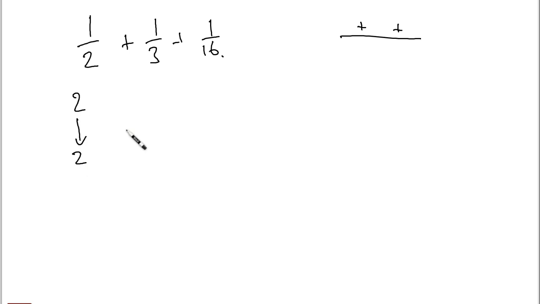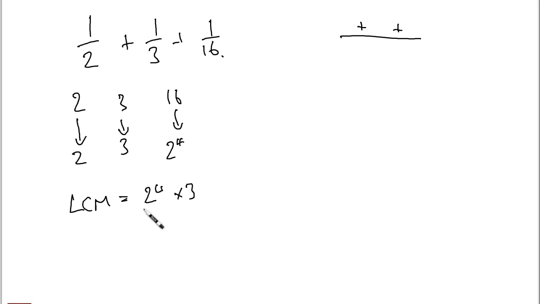2 is obviously just 2, 3 is just 3, 16 is 2 to the power 4. So the LCM of all these numbers is 2 to the 4 times 3. Highest power of 2 is 2 to the 4th, highest power of 3 is just 3. And that comes out at 48. So my denominator needs to be 48.